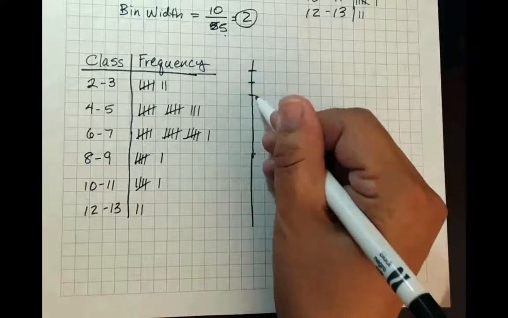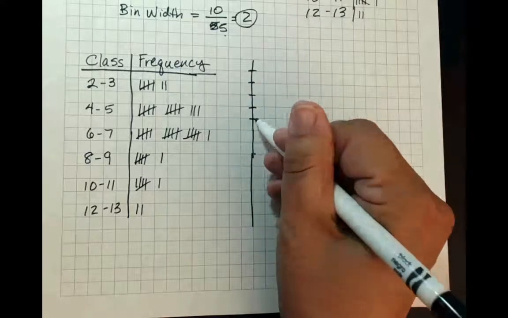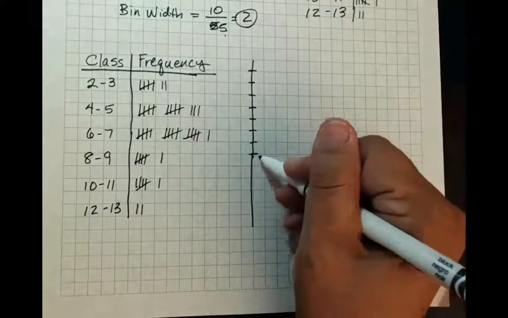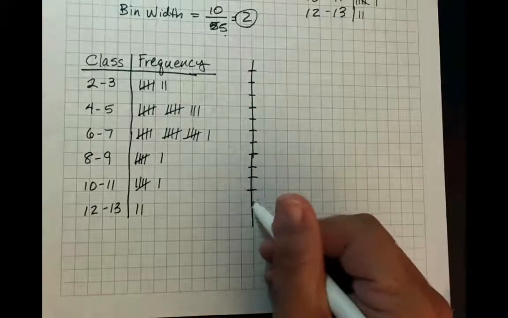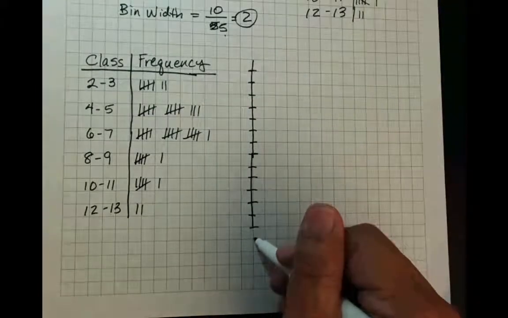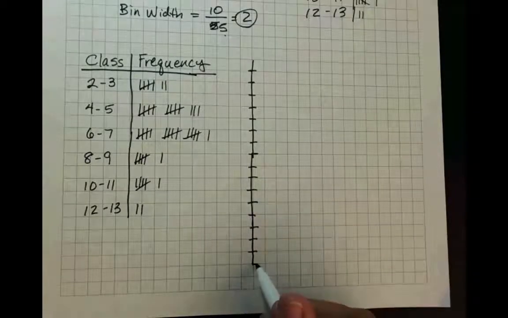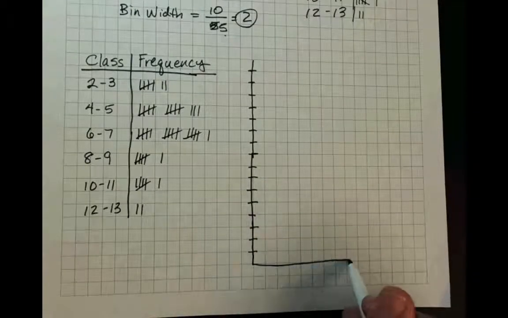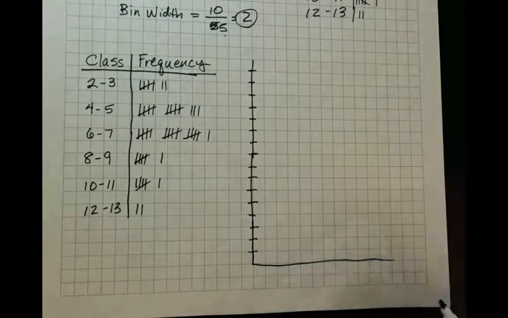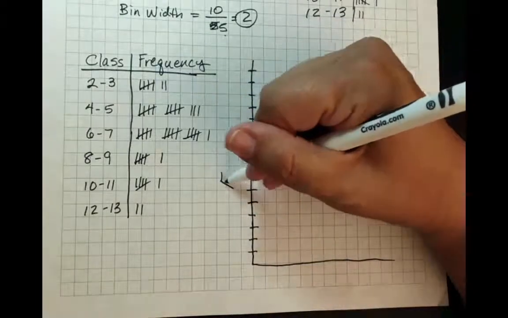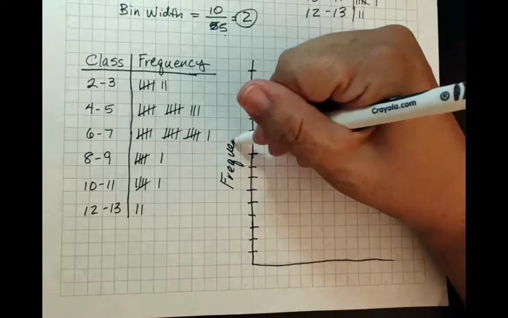2, 1, 2, 3, 4, 5, 6, 7, 8, 9, 10, 11, 12, 13, 14, 15, 16. Let me just make an extra one down here just in case. Alright, so this is going to be the frequency or counts. That's what you should label on it.